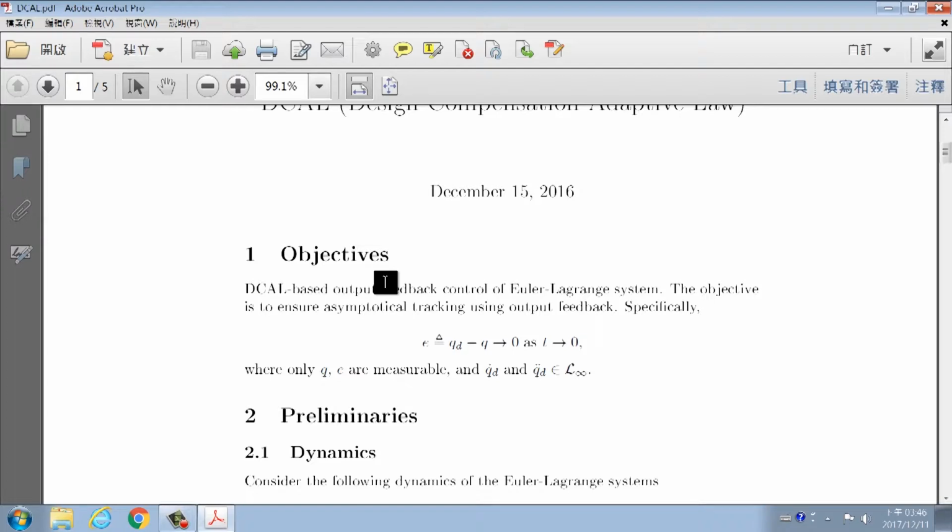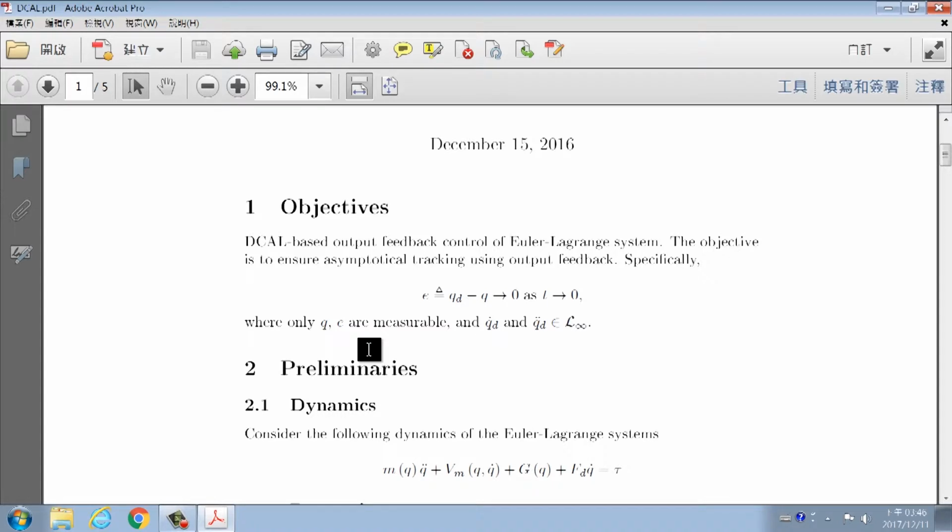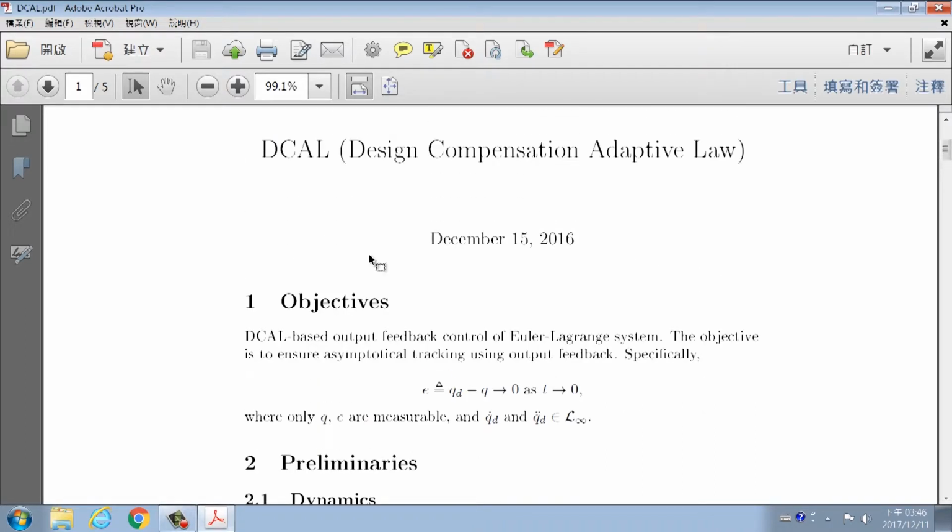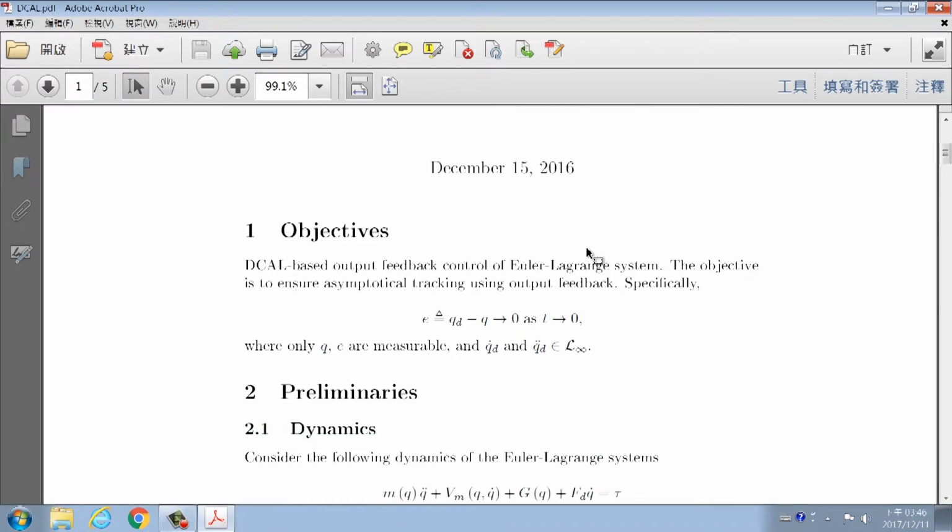So you have to understand the objective of this section. What's the problem, and why do we need to introduce these tools to deal with the problem? And what's the difference between this and what I have been covering in the previous lectures? The objective for using DCAL, which stands for Desired Compensation Adaptive Law, is that it's an output feedback control for Euler-Lagrange systems.